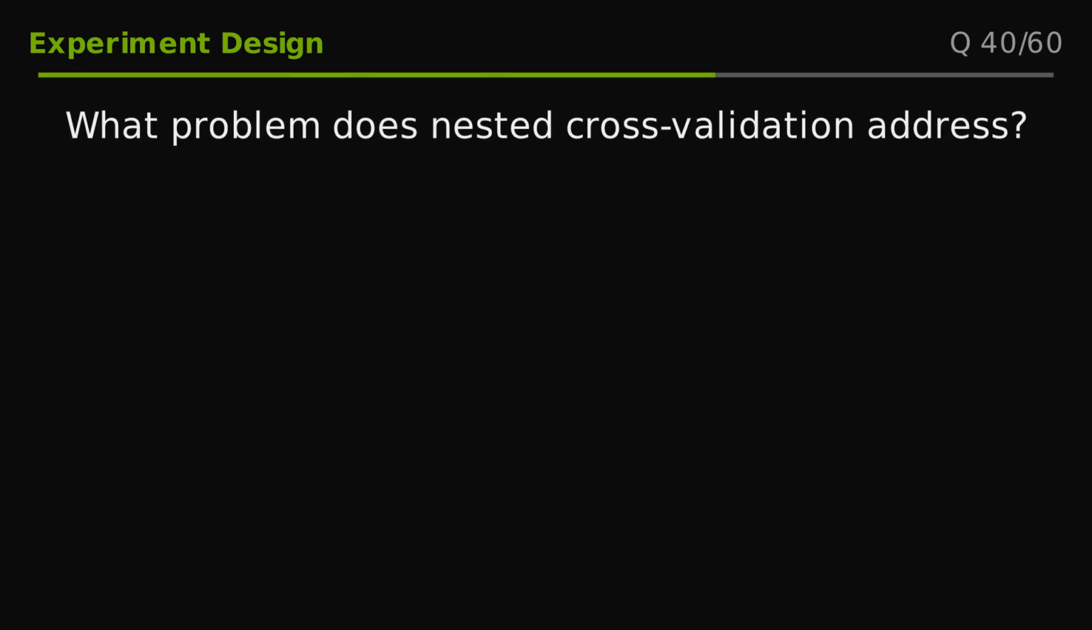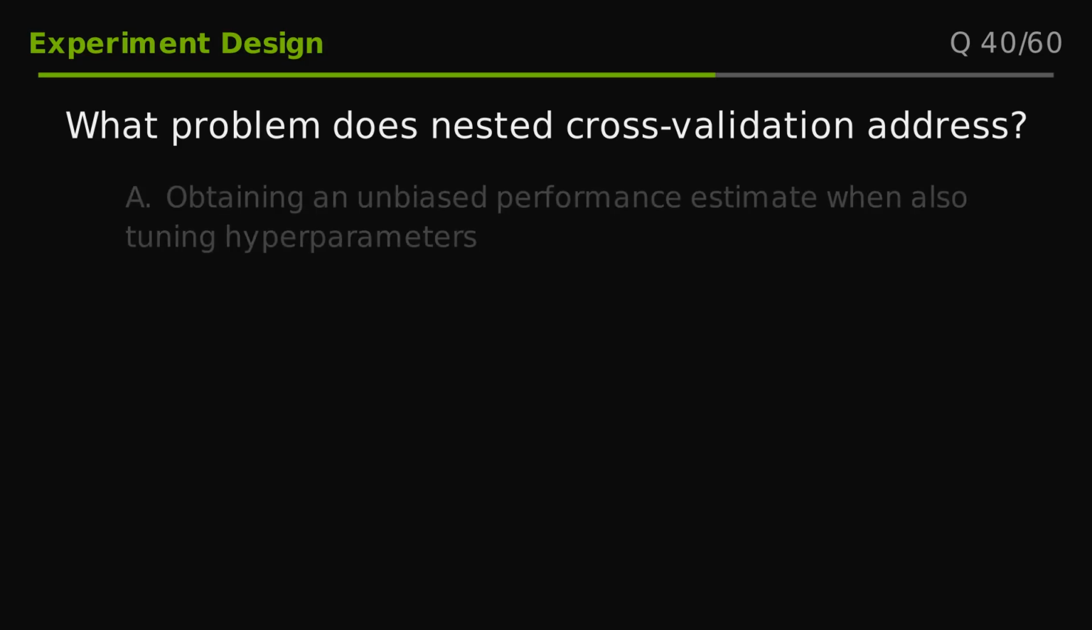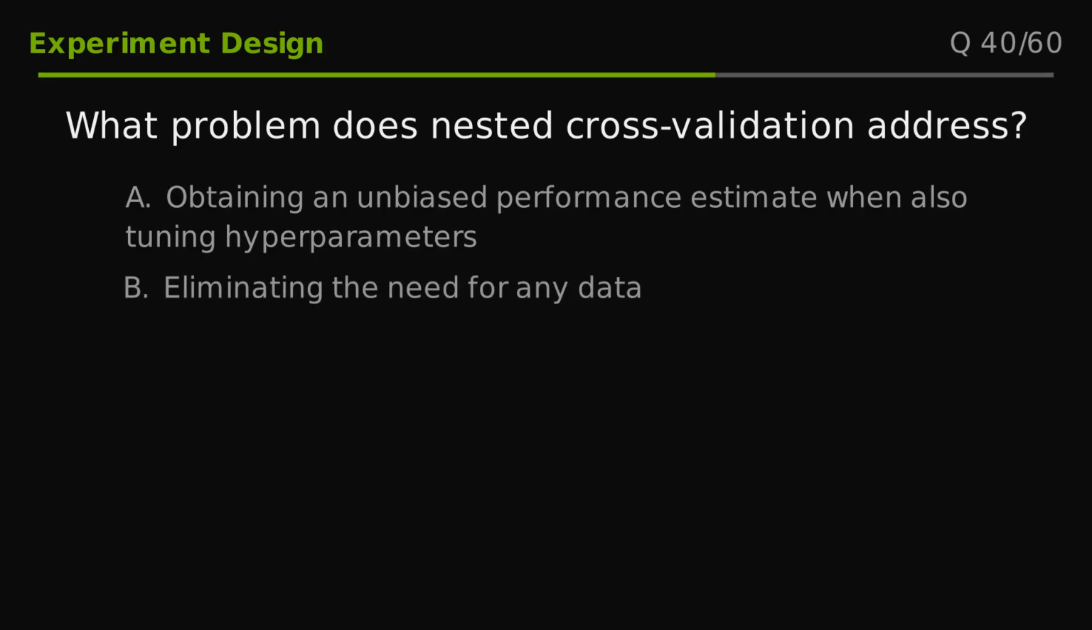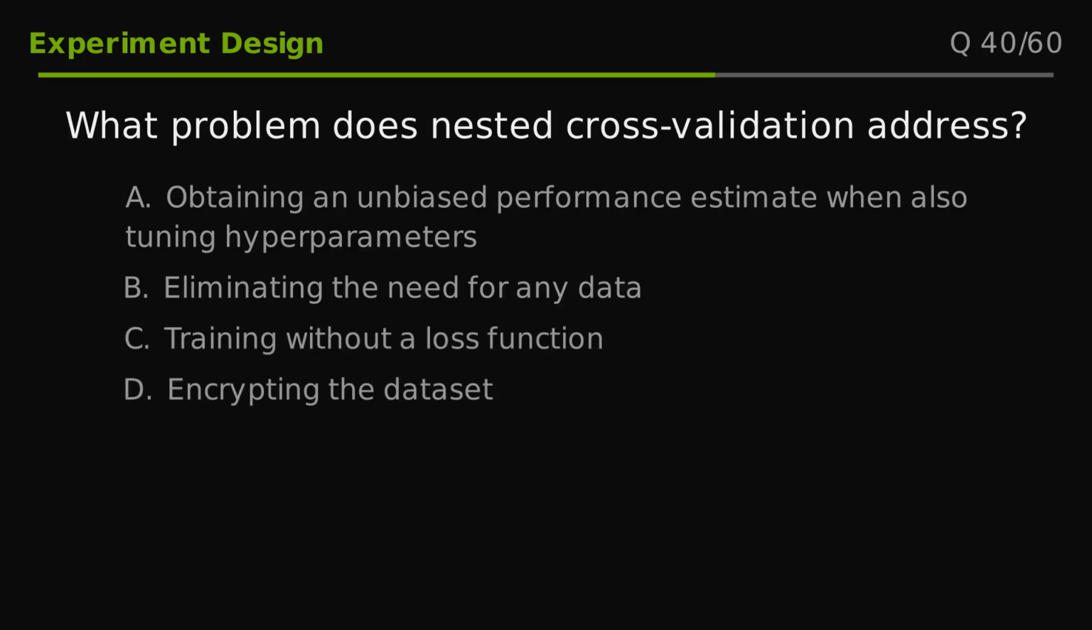Question 40. What problem does nested cross-validation address? Option A. Obtaining an unbiased performance estimate when also tuning hyperparameters. Option B. Eliminating the need for any data. Option C. Training without a loss function. Option D. Encrypting the dataset.